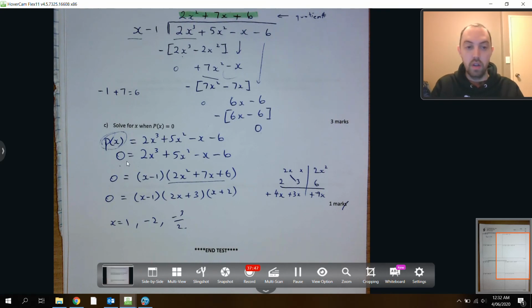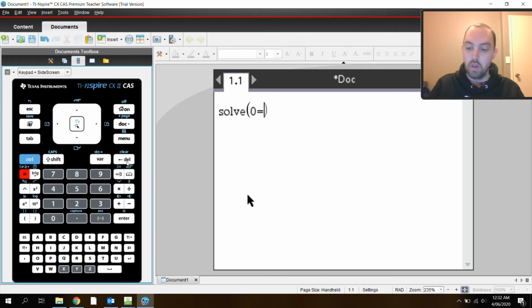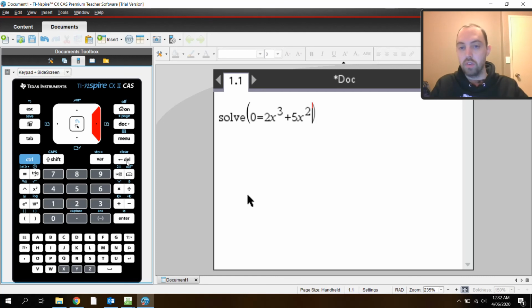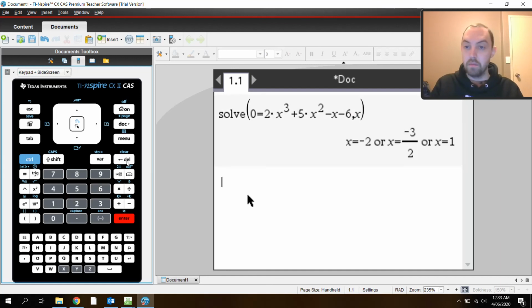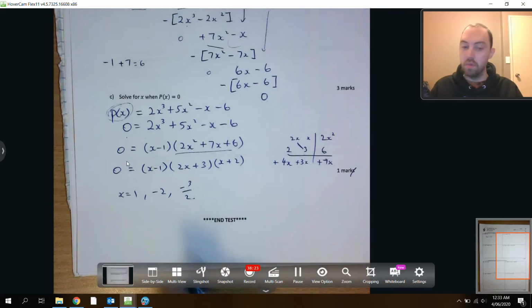0 is equal to 2x cubed plus 5x squared take x take 6. Anytime you're in the power, make sure you press across so that you're not constantly writing into the power. So that's my equation. I'm solving this, but I need to tell the calculator what I'm solving it for, comma, x. There they are. Negative 2, negative 3 on 2, or 1. And those are what we've found.